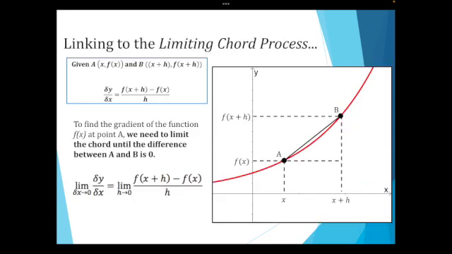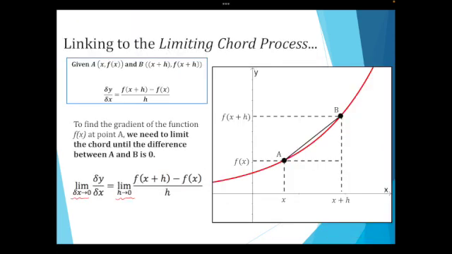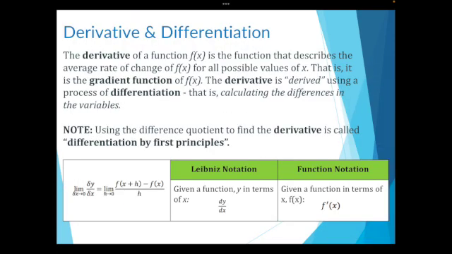Here I'm going to link this to the limiting chord process. We know that we're getting closer and closer, A and B. And therefore, we need to limit the chord, as in the limit of h approaching 0. So in this case, when I've got h approaching 0, 2x plus 0 minus 1 will become 2x minus 1. Alright? Keep that in mind. We'll come back to this a little bit later.